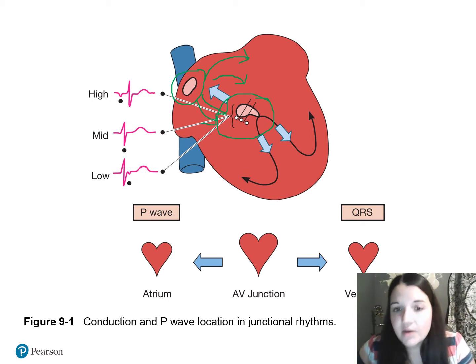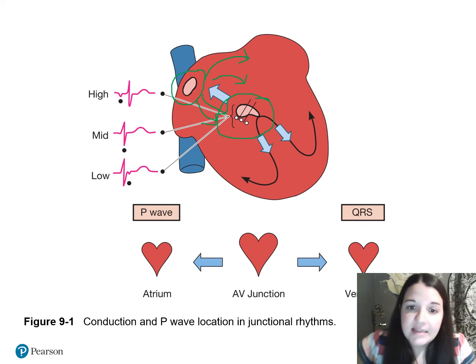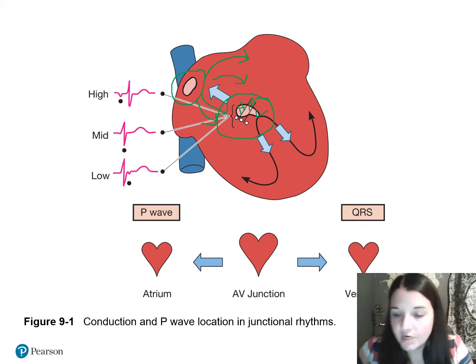So in my AV junction, I'm going to have three levels. We're going to have high, mid-junctional, and low junctional. For my high junctional, my P wave is going to be inverted before my QRS. For my mid-junction, I'm not going to have a P wave. And for my lower junction, my P wave is going to be inverted behind the QRS. That tells us where that impulse is coming from.